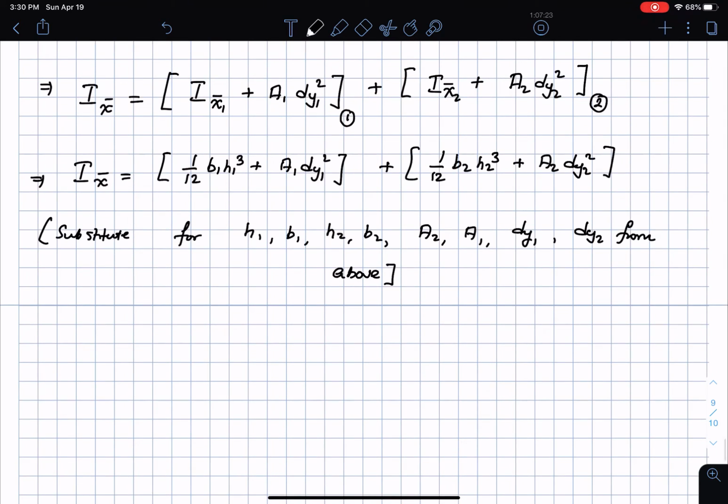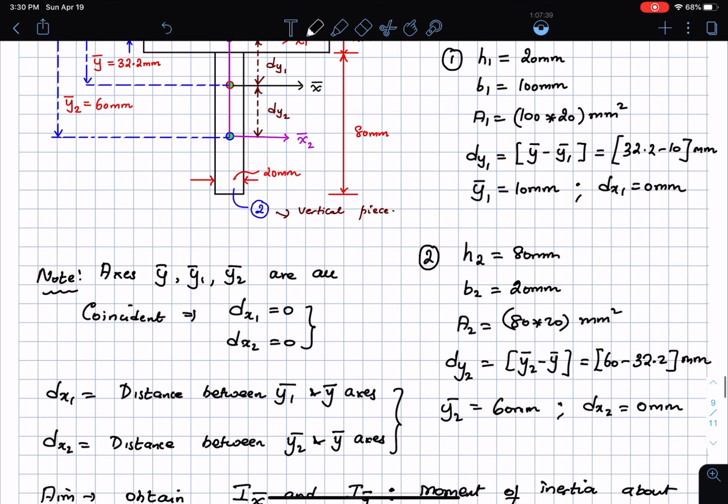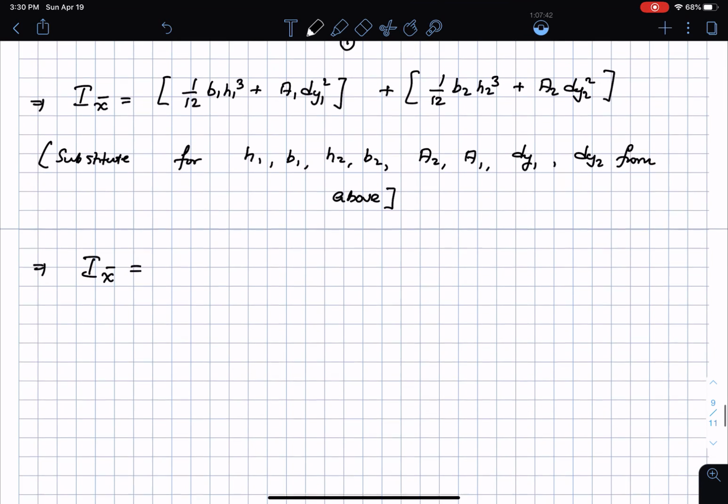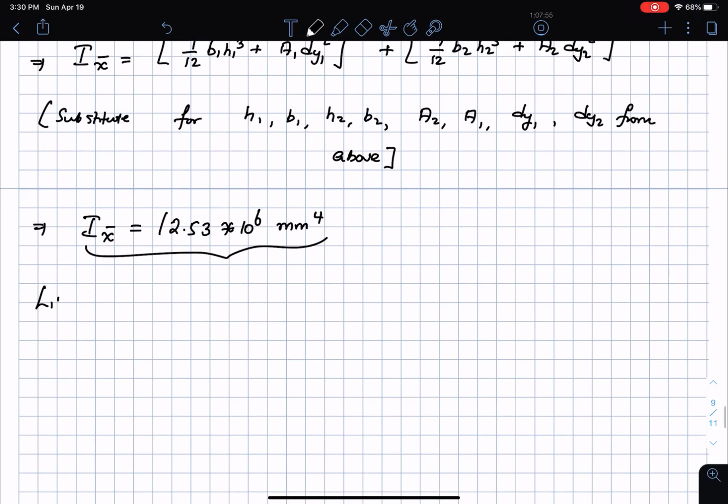Okay, and I get the following. So Ix bar, after I crunch all the numbers, and I'm going to show this in much greater detail in the notes that I'll be posting. So Ix bar, after the numbers have been calculated and substituted, where you see these are the numbers, h1, b1, A1, dy1, y1 bar, and likewise for the other ones, I end up getting the following. Ix bar is going to be 12.53 times 10 to the power 6 mm to the power 4, and likewise Iy bar is going to be Iy bar of the first shape plus Iy bar of the second shape.